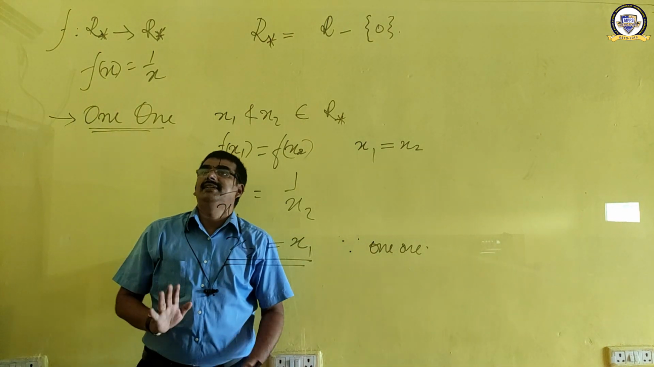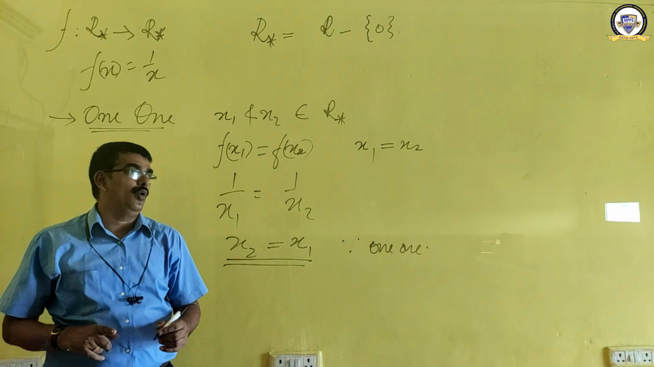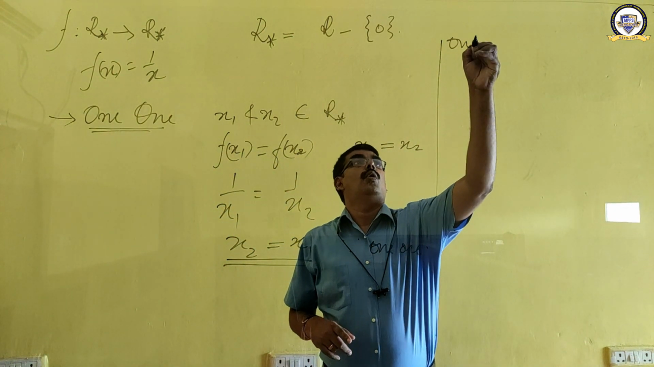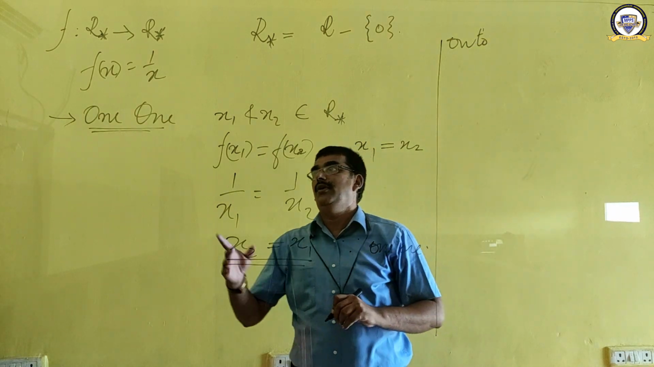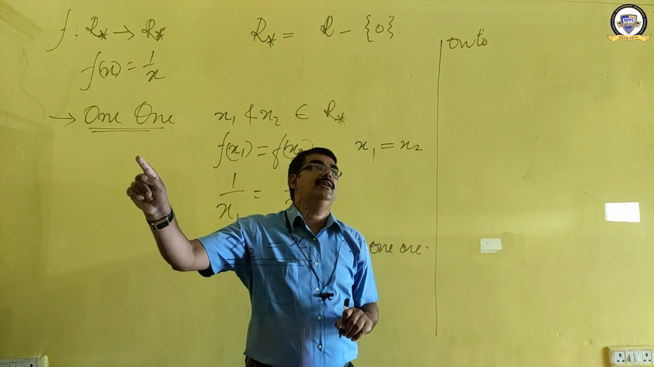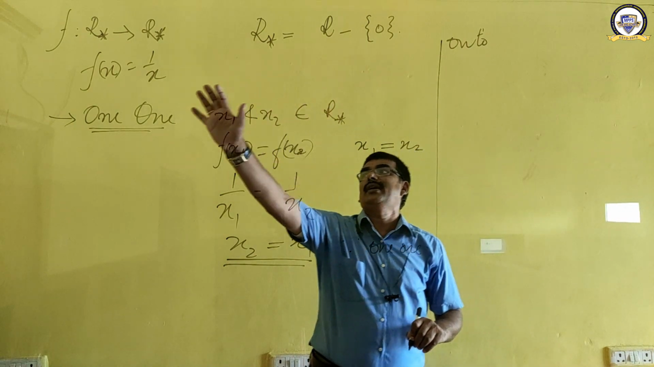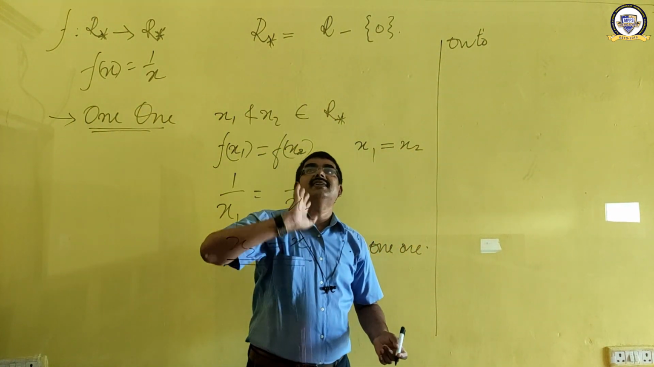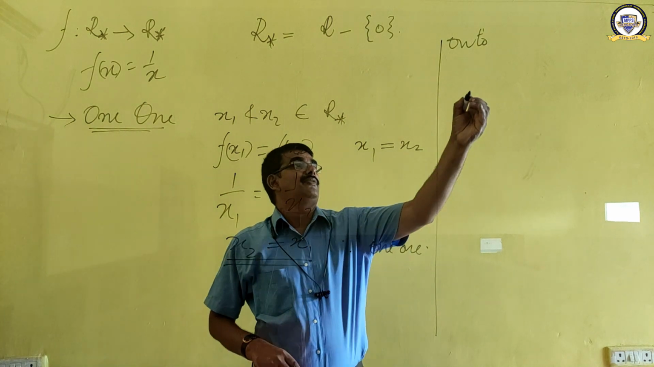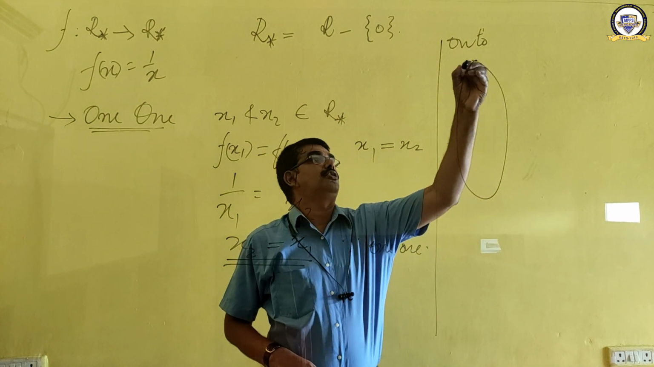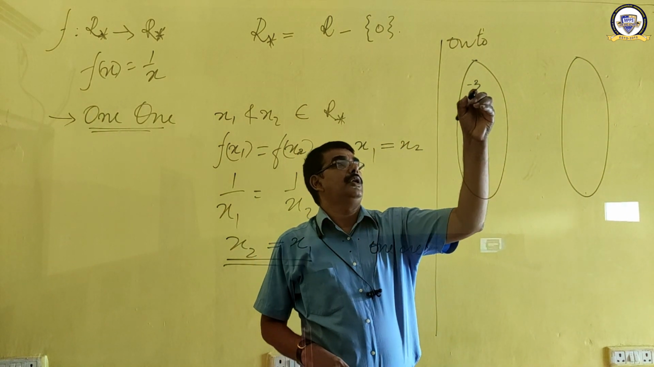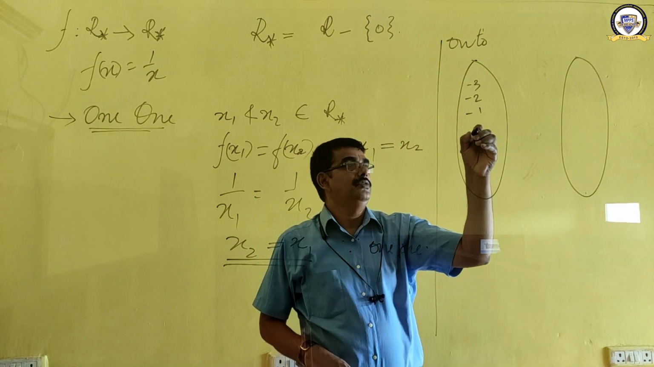Now the next case is we have to prove whether it is onto or not. If it is already one-one and if it is onto, then we can say that this function is bijective. So it is R star to R star. For that purpose, I am preparing two Venn diagrams over here. Here negative 3, negative 2, negative 1.